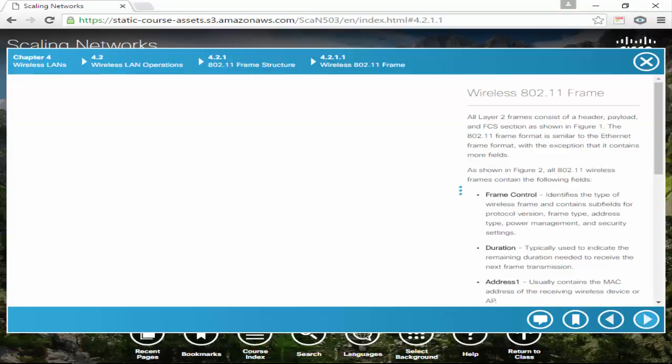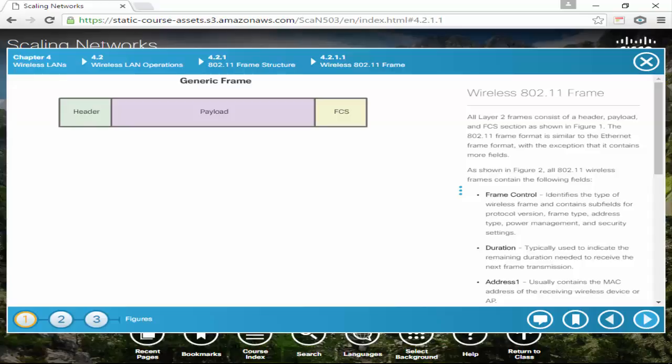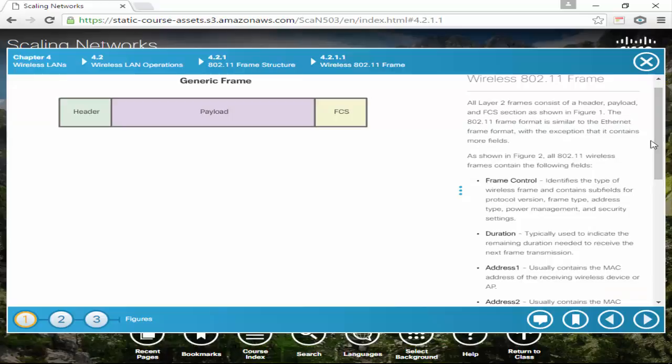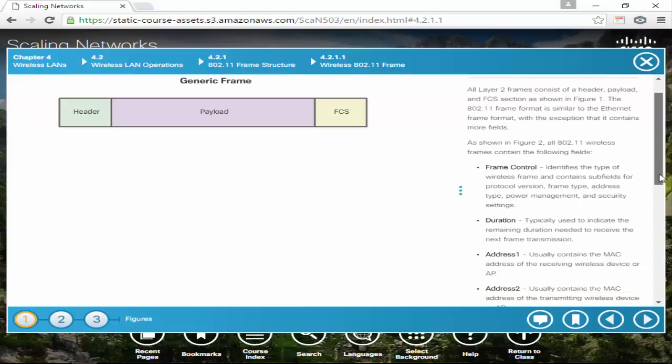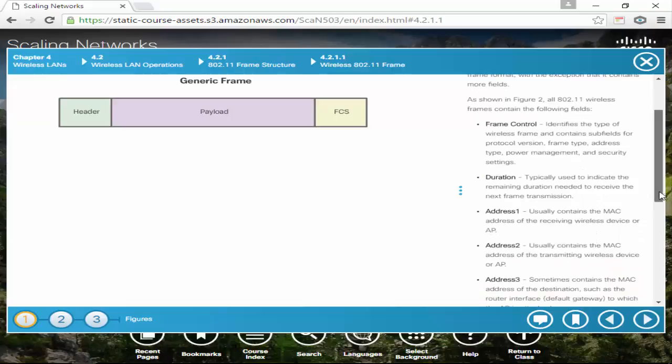802.11 frame. Okay, this is kind of a nightmare. Just to let you know, we could spend an entire year probably studying the 802.11 frame. Alright, so we're going to keep it simple. Frame control identifies the type of wireless frame and contains the subfields for the protocol version, frame type, address type, power management, and security settings. This is going to make more sense on identifying the type of wireless frames. We're going to find out there's multiple types of frames, and that's going to be coming up after this. Duration, typically used to indicate the remaining duration needed to receive the next frame transmission.